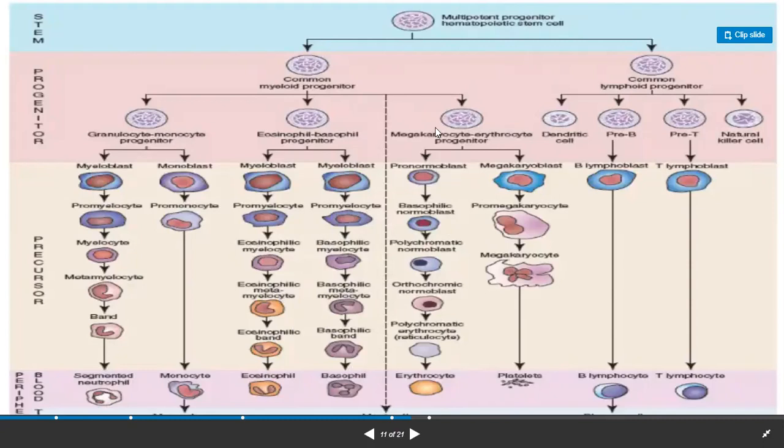Now let's move over to the platelets and the erythrocyte. So we have the megakaryocyte erythrocyte colony forming unit, which will now give us a pronormoblast. Pronormoblast will give us a basophilic normoblast. And then the basophilic normoblast will differentiate to form polychromatic normoblast. And the polychromatic normoblast will form orthochromatic normoblast. And then we'll have a polychromatic erythrocyte, which is also called a reticulocyte. Okay? The polychromatic erythrocyte is called reticulocyte. And the reticulocyte eventually gives rise to erythrocyte.